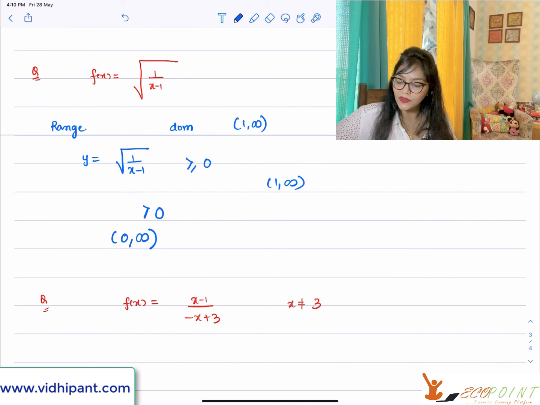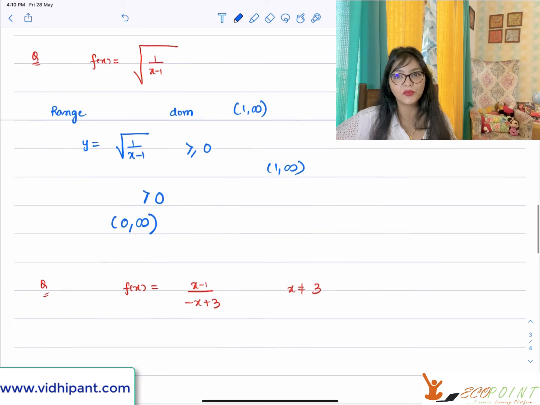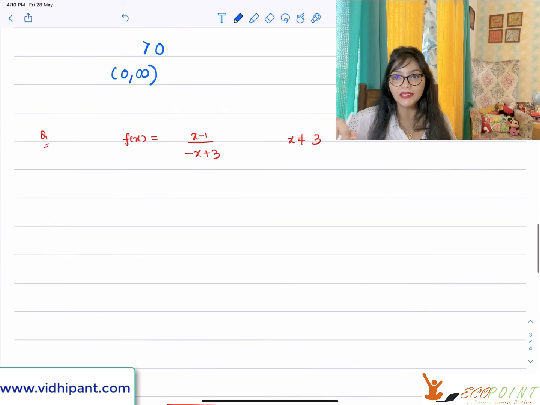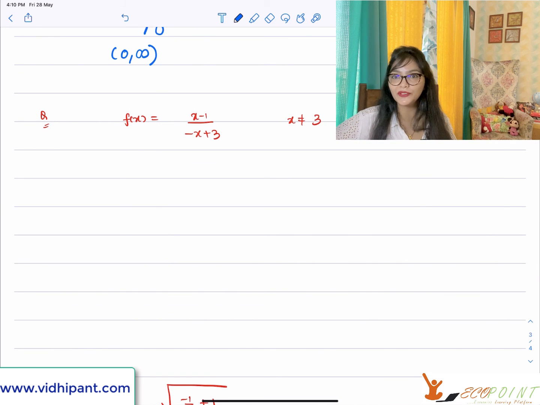So, if somebody asks you, what is the range for this function? Clearly, by looking at the input, you can say that it will be strictly greater than 0. By the logic of square root, you can say that it will be greater than or equal to 0. But we know that equal to 0 is not possible with this expression. So, that means it has to be strictly greater than 0. Be careful with these kind of things.